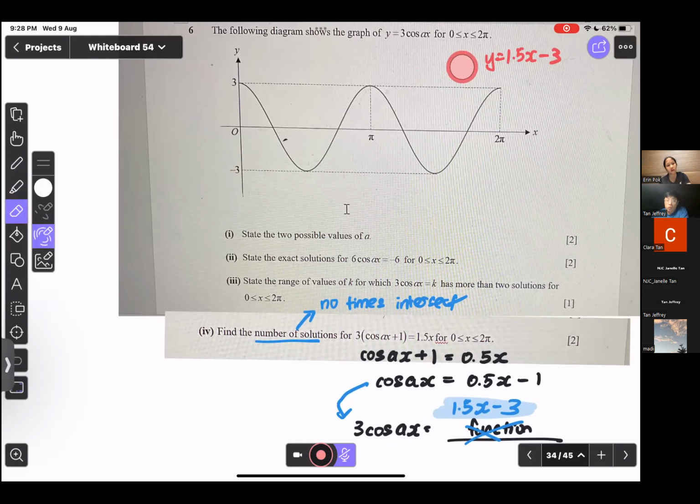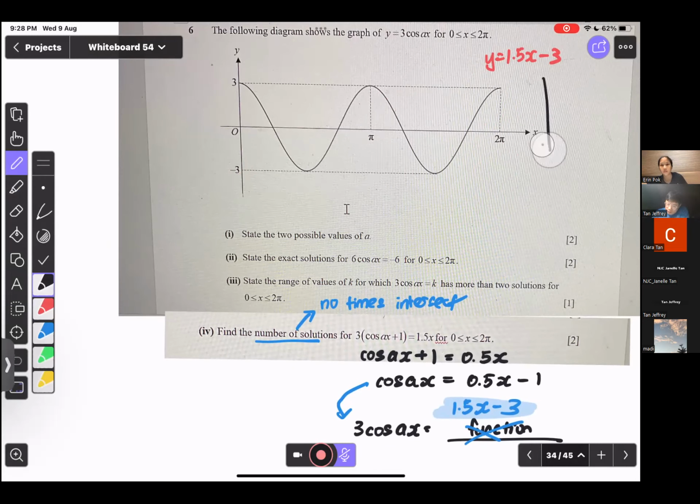Okay, so what I'll do is just sub in 2 values. For example, 0, negative 3 will be 1 point for sure. Then you sub in pi. So pi will give y equals 1.5 pi minus 3.